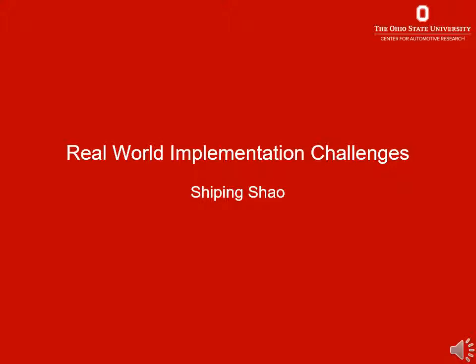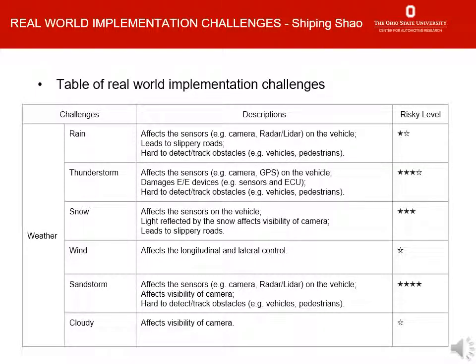Hello, this is Shilin Shao again, and this part is real-world implementation challenges. We divided the challenges into three parts. The first part is weather. For example, the rain can affect the sensor, lead to slippery roads, and make it hard for the vehicle to detect obstacles in front of the automatic vehicle.